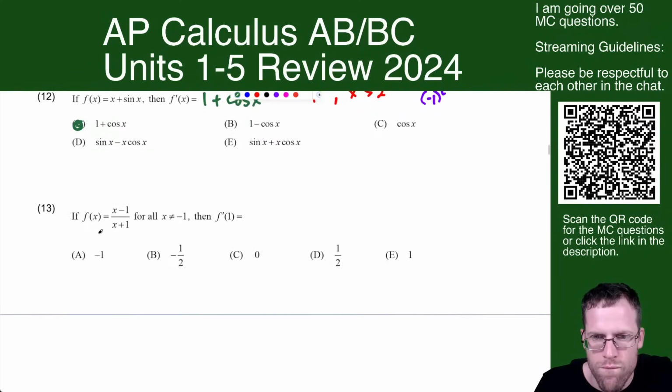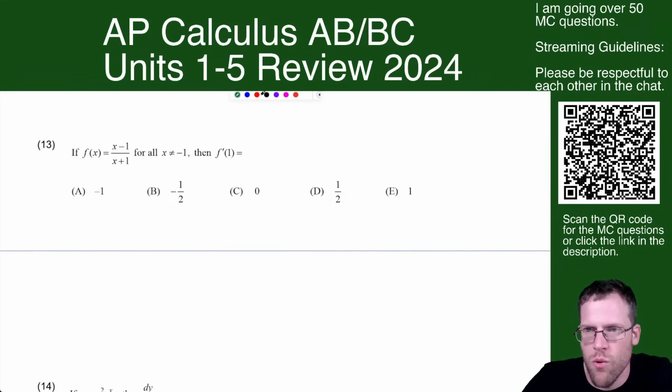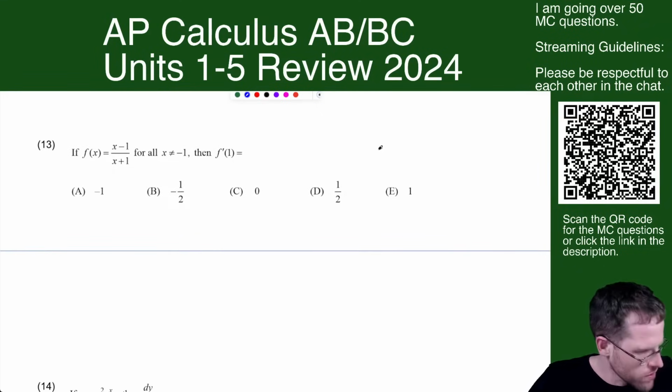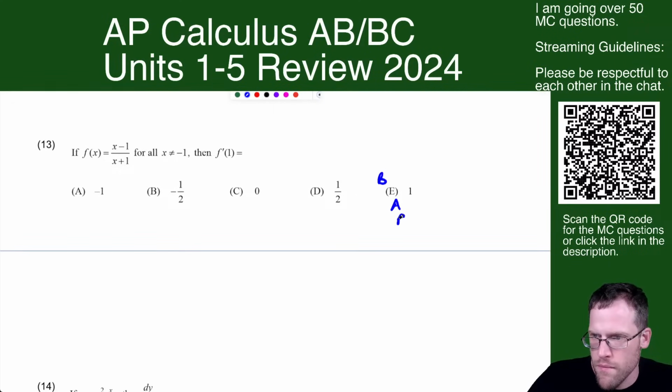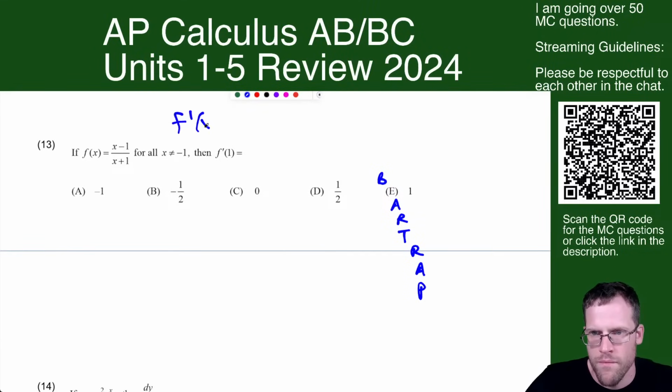All right, let's see. So here, quotient rule. This is 13. I'm going to say this is the bear trap. So here, someone might go, oh, f prime is derivative of x minus 1 is 1 over 1. But no. You have to use quotient rule. Okay, so quotient rule.